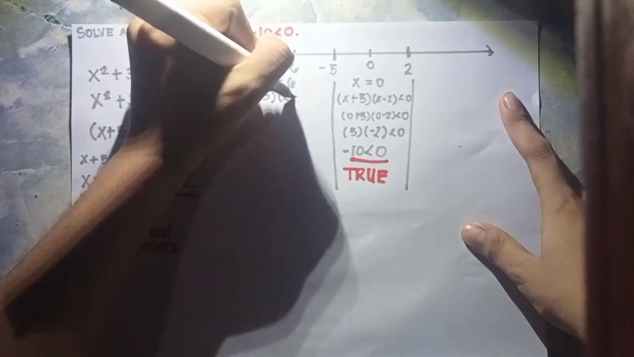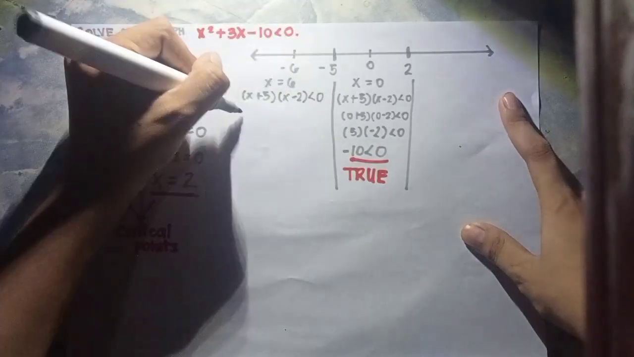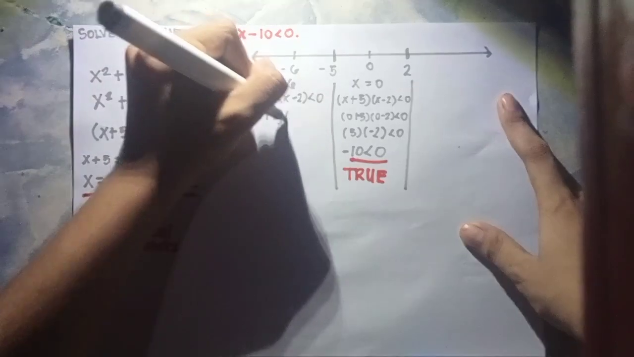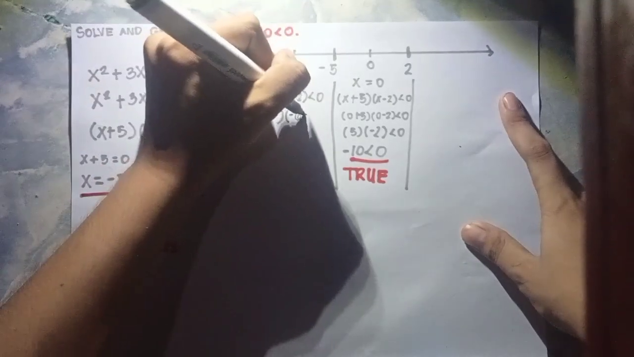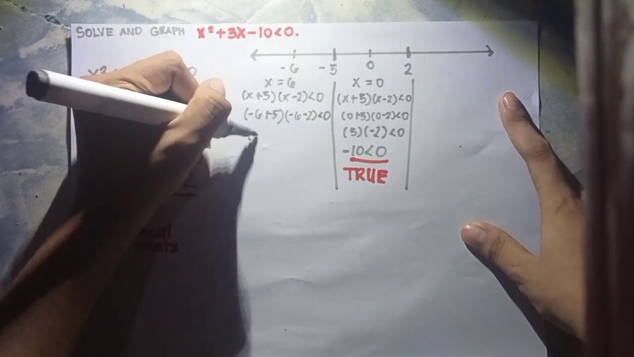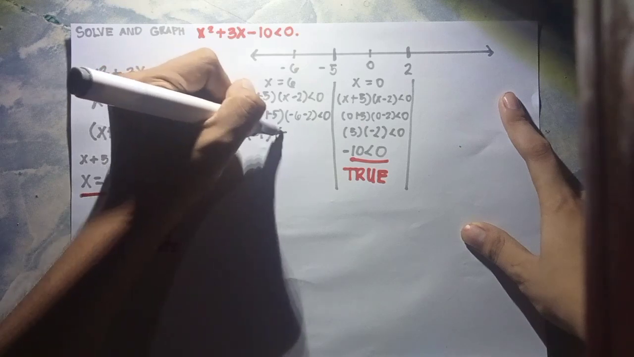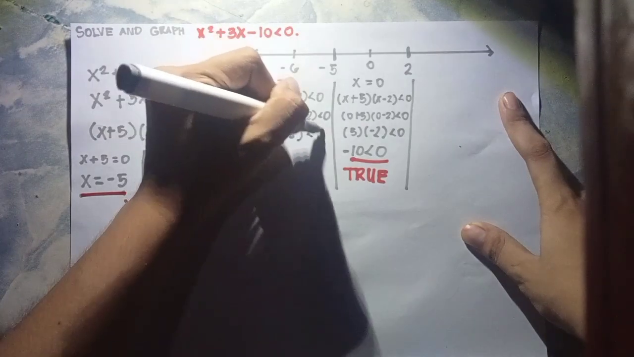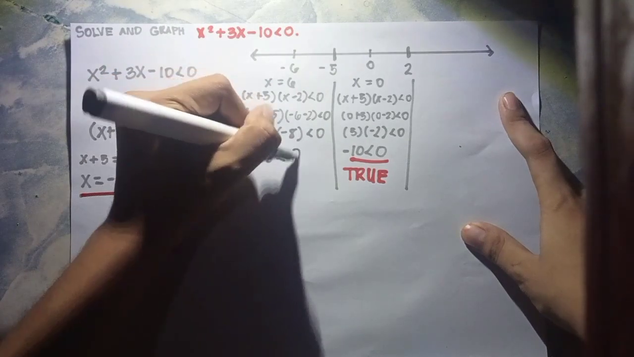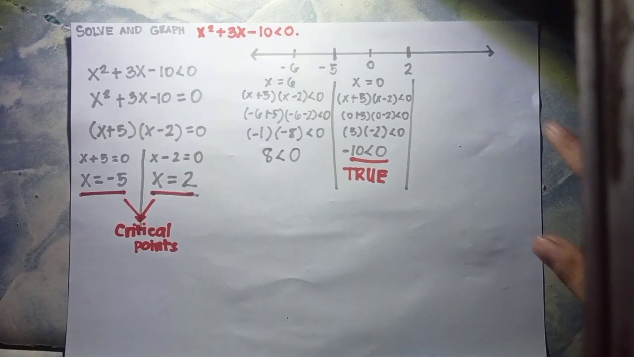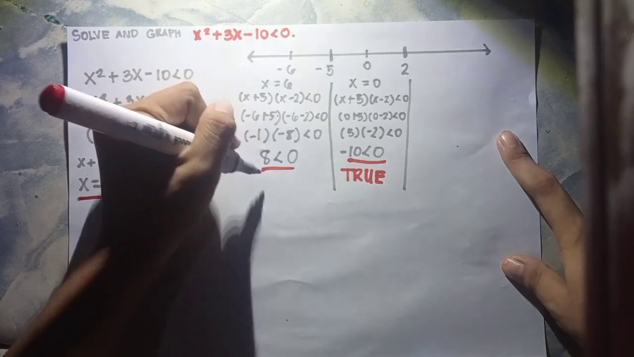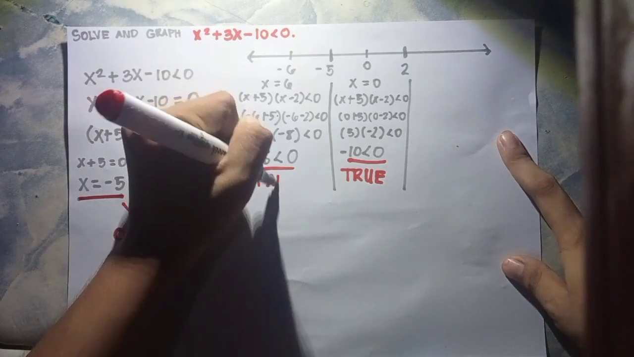Now, how did we do this in the middle? You transpose the x into the number represented by the side, so the x will turn into negative 6. So negative 6 plus 5 equals negative 1, and negative 6 minus 2 equals negative 8, less than 0, and then which is 8 is less than 0, which is not true, which is false.